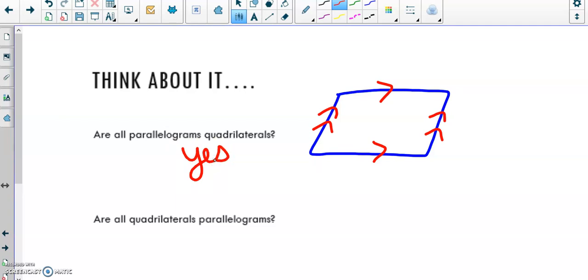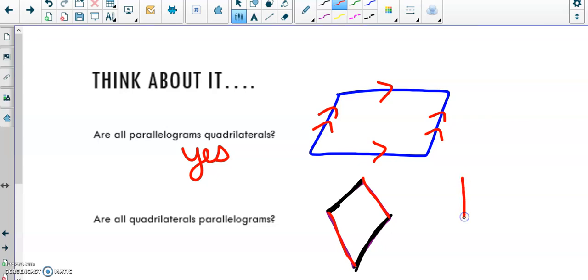Are all quadrilaterals parallelograms? Well, this quadrilateral is not a parallelogram because this side and this side are not marked parallel. They have to have the little arrows on there to show you that they're parallel. And same thing here, this side and this side are not marked parallel because they don't have the arrows on them. So that would not be a parallelogram, but it is a quadrilateral.